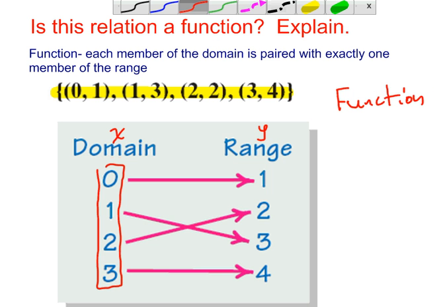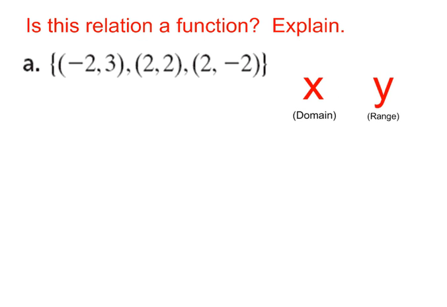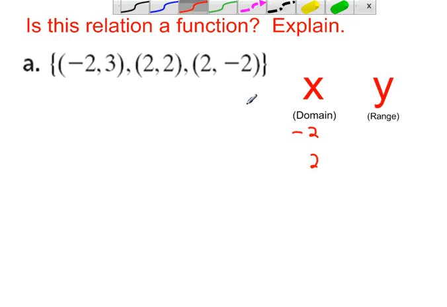Now let's look here at another relation. In this relation we have to do a little bit more work. We have to break them apart. So we're going to do that step here first. We're going to list our domains. Those are our x values, so we're going to put negative 2, 2, and we have another 2. We don't have to repeat our domains. We don't repeat the same number. So we move on to our range. Our range is 3, 2, and negative 2. And then we draw our arrows.